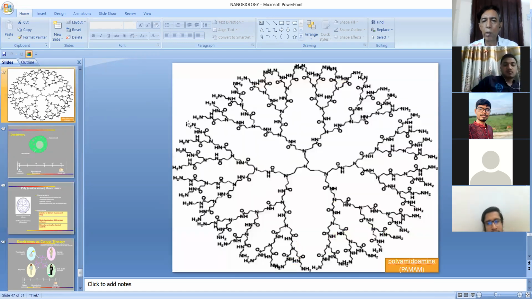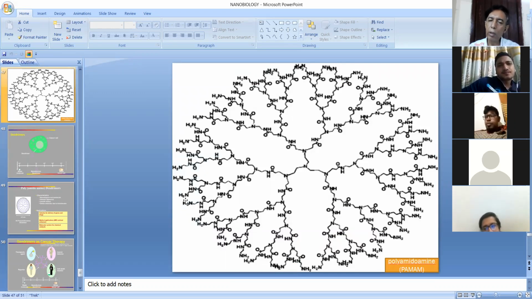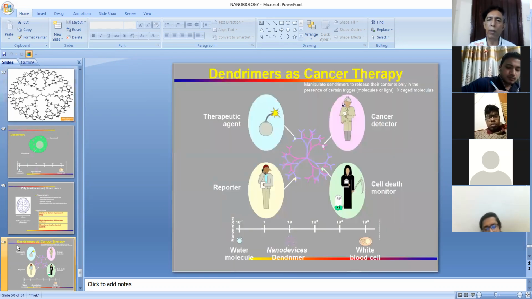You can attach various things with these amine molecules. Say, for example, you can attach something in this region, and you can attach some other things in this region. So one dendrimer can be used for various purposes.